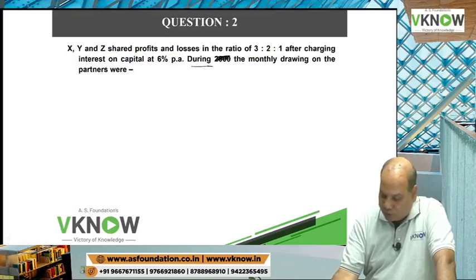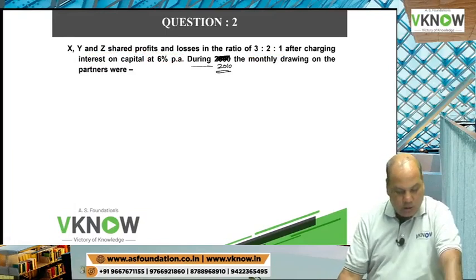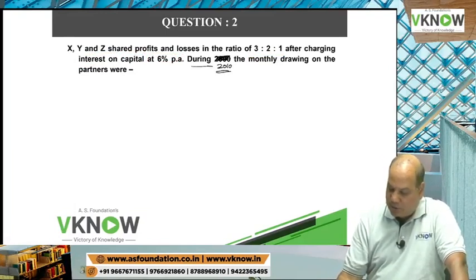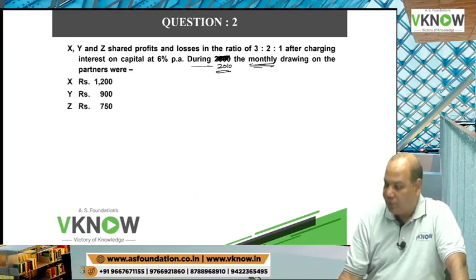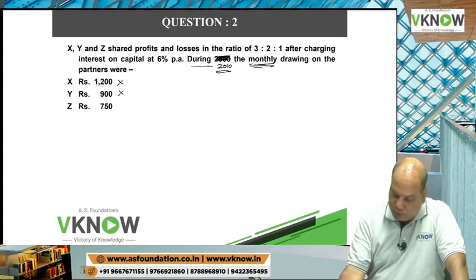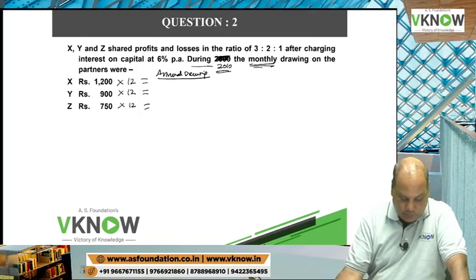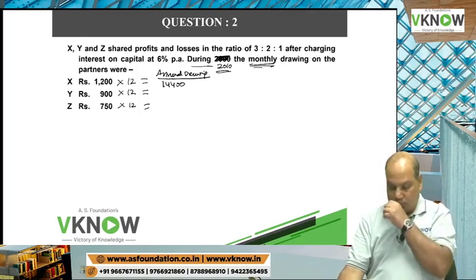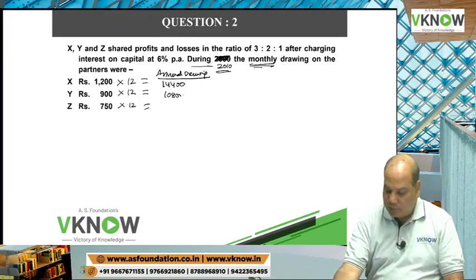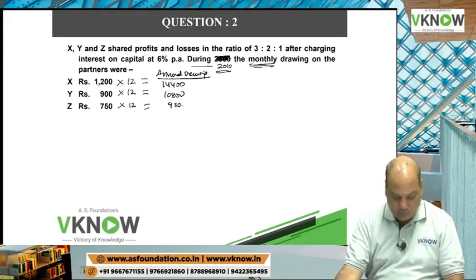During the year 2010, the monthly drawing, underline monthly, drawing was as under: X 1200, Y 900, Z 750. So multiply by 12, this will give you annual drawing. So please tell me what was annual drawing of X. Annual drawing of X will be 14,400. Y 10,800 and Z will be 9,000. So this will be their annual drawing.